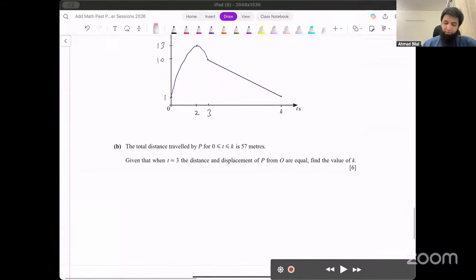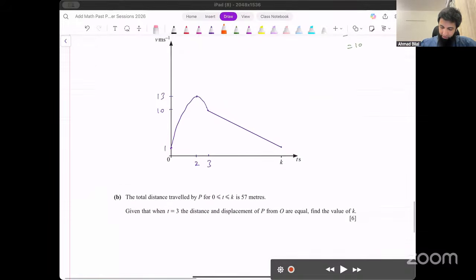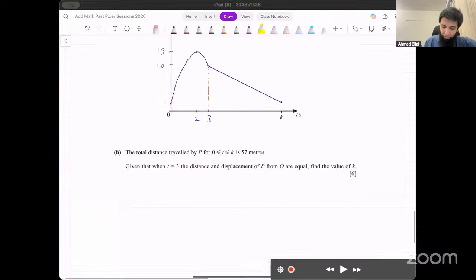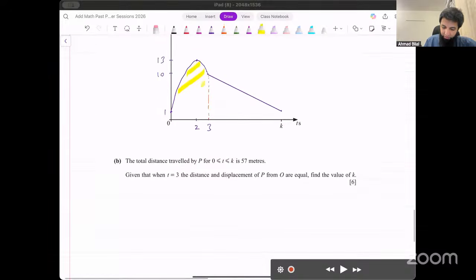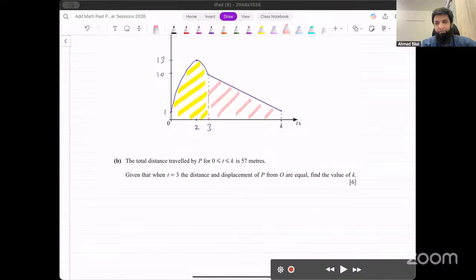Okay, how do you find the value of K? We could say it's a velocity time graph. Distance traveled or displacement is given by the area under the graph. Find the area under the graph from 0 to 3 for the quadratic part. Add to that the area of the trapezium on the right side. Equate it to 57.